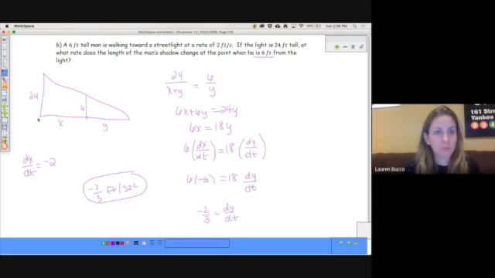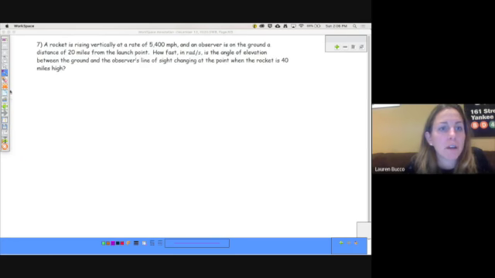Awesome. One more. Ooh, I love this last one. All right, the rocket is rising vertically at a rate of 50. Oh, okay, so this one's going to involve some conversions, if I remember correctly. A rocket is rising vertically at a rate of 5,400 miles per hour.